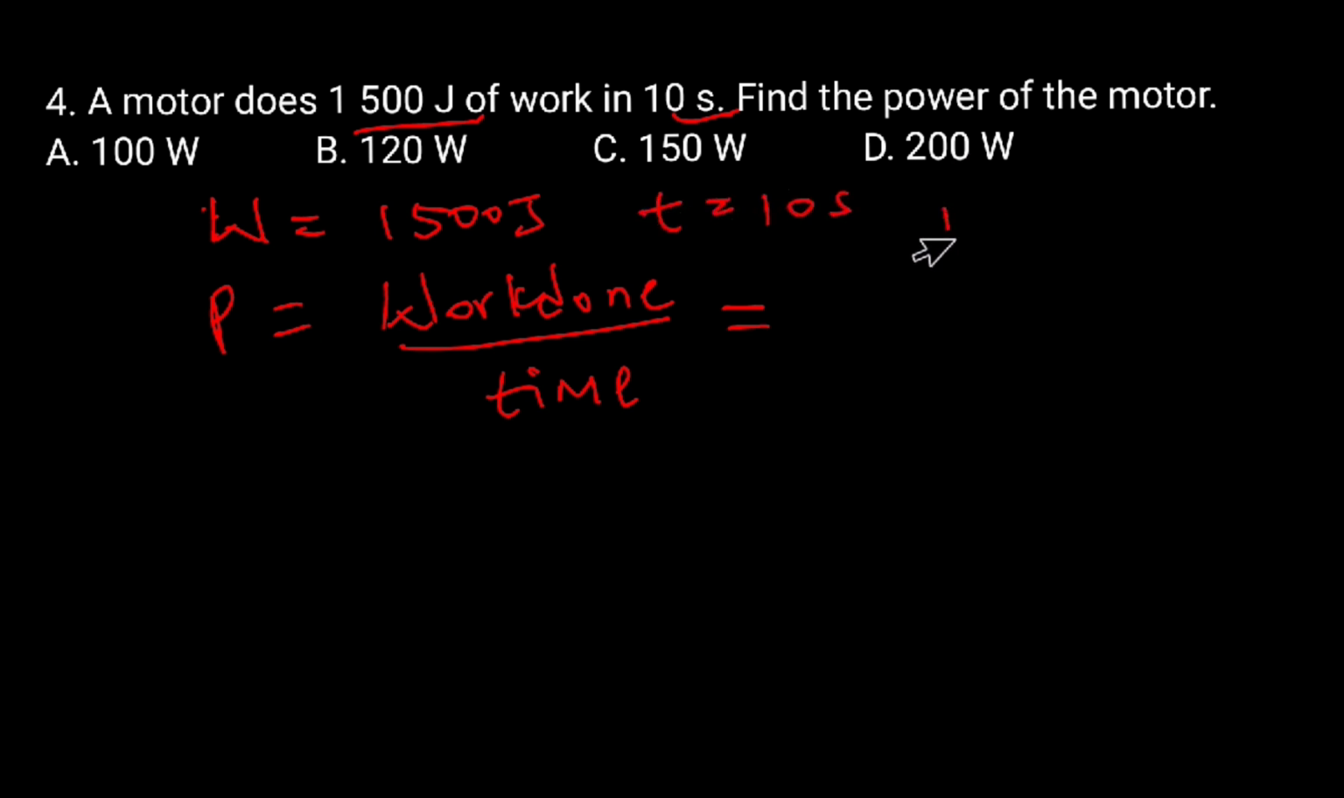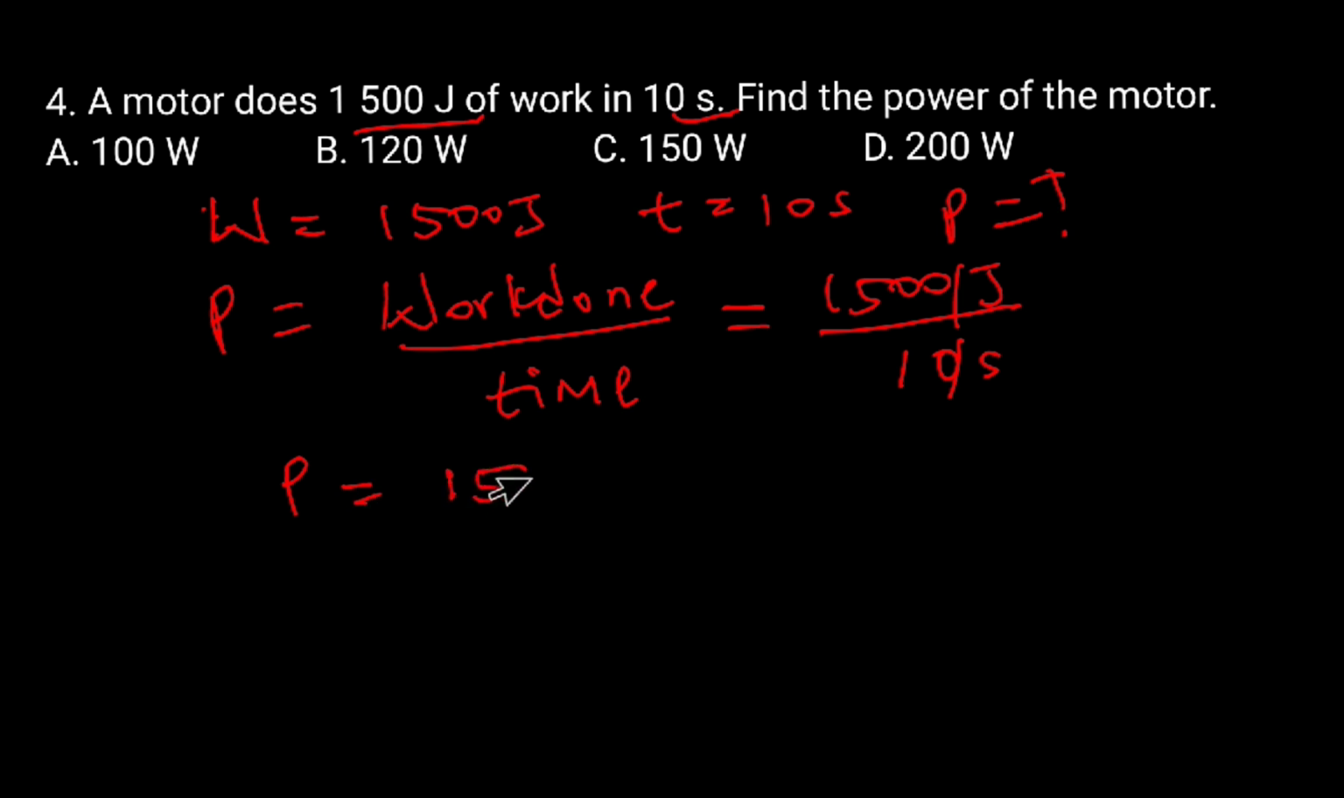Now we're asked to find the power. Alright, so the work done from the question is 1500 joules divided by the time taken, which is 10 seconds. So this and this will cancel. We have that power is equal to 150 joules per second, which is equivalent to 150 watts. So this option C is our correct answer. Let's move to the next question.